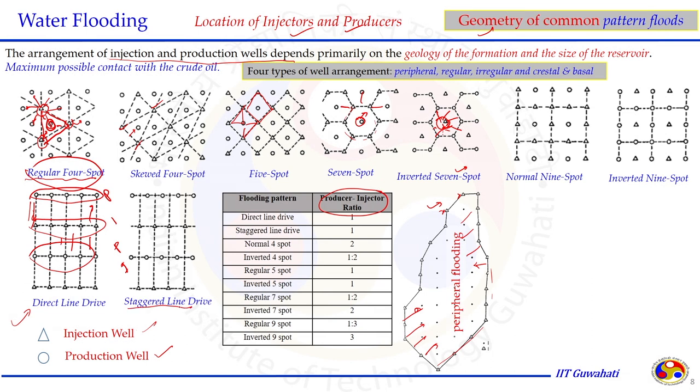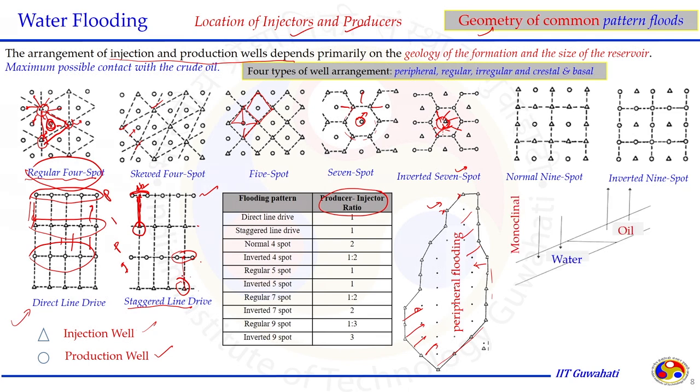Staggered line drive: in this case, the injection wells are not aligned with the production wells, while they are at a certain distance, and that vertical distance is actually half of the distance between two production wells. So if the distance is D, the vertical position is far away from this point, but this point will be D by 2. In the same manner, we have production well, injection well, production well, injection well. The only difference is the injection wells are not aligned; they are somewhere at the center point with a certain distance.